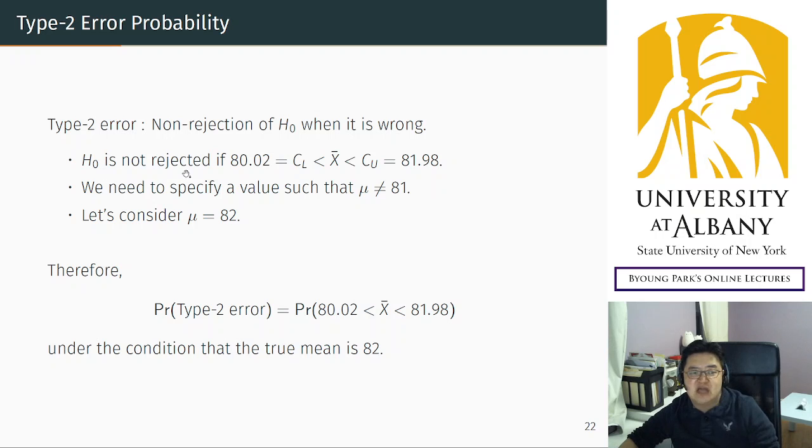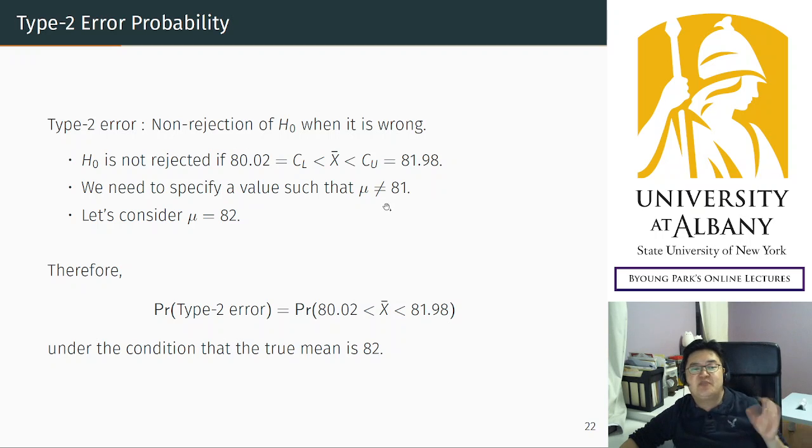The null hypothesis is not rejected when the sample average lies between the critical values. And we know the critical values, so its probability is the probability that the sample average is in between those two numbers. And another thing you have to consider here is, I assumed that the null hypothesis is wrong. But when I say the null hypothesis is wrong, it just means mu is different from 81. It can be like 90 or 100, any number different from 81 can do.